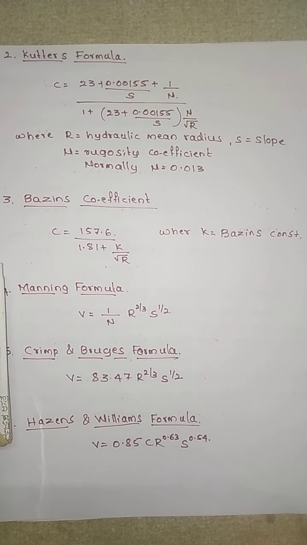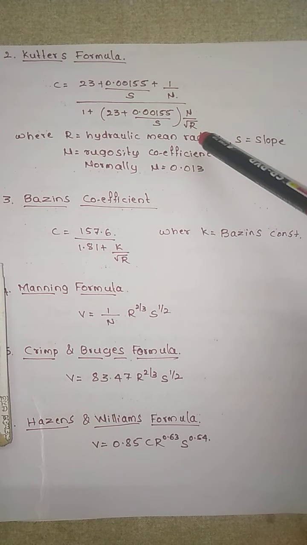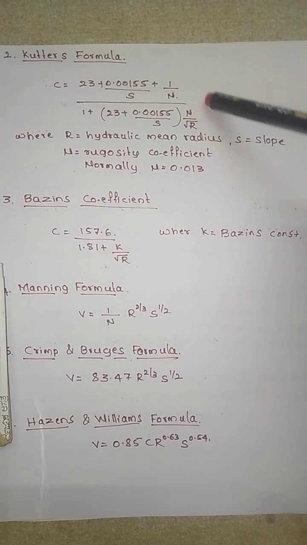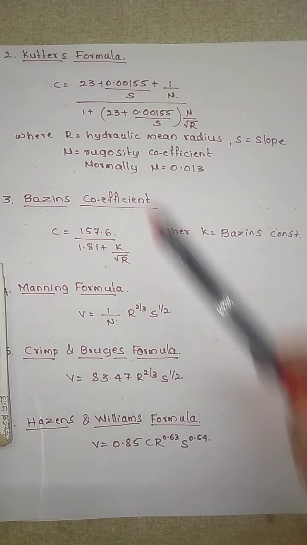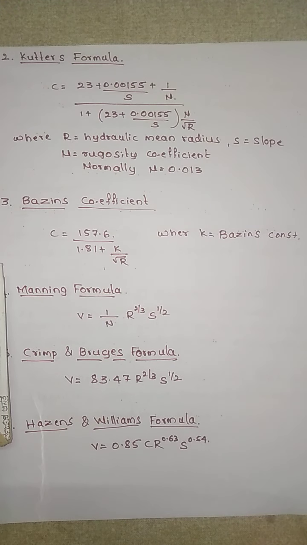Now the formula we are going to use is C equals (23 + 0.00155/S + 1/N) divided by (1 + (23 + 0.00155/S) × N/√R), where R is the hydraulic mean radius, S is the slope, and N is the rugosity coefficient, which is normally around 0.013 and sometimes 0.012. That will be given when you are going to solve the problem.